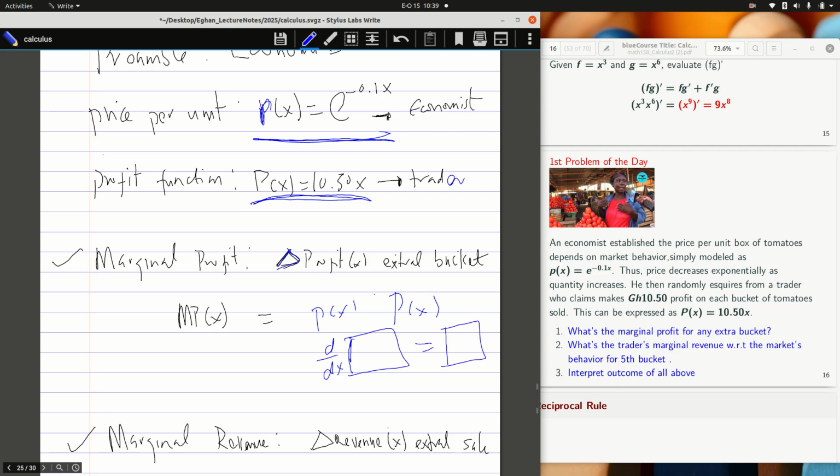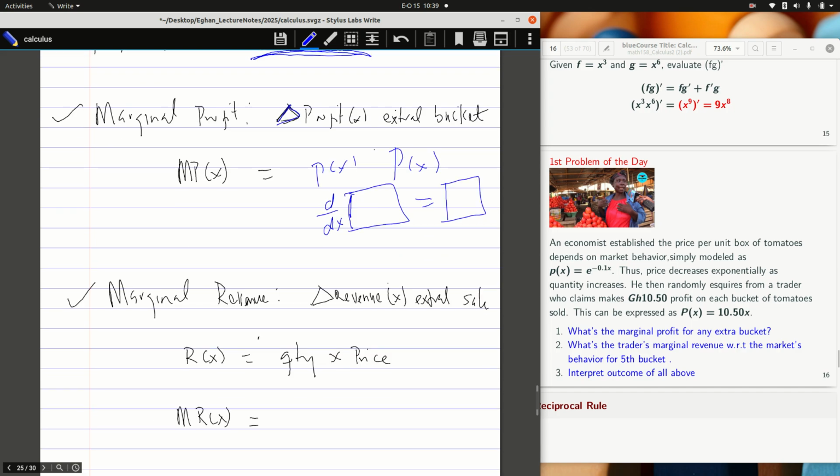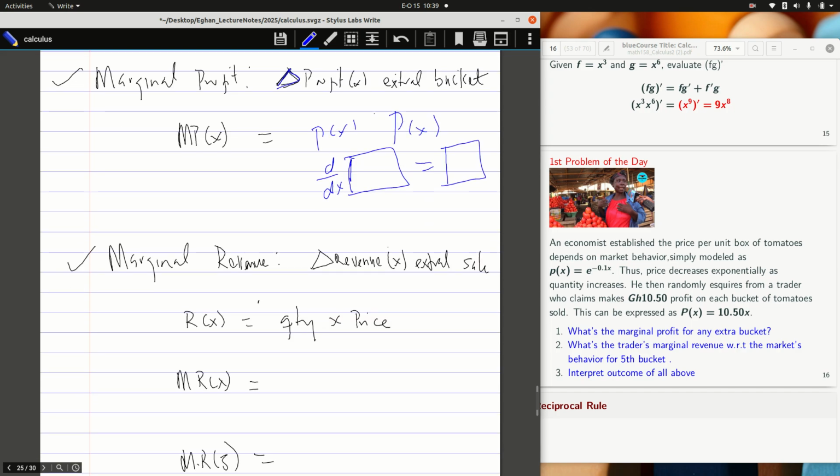The second one says the marginal revenue. Marginal revenue means the additional revenue we make from extra sales made. But we are not given a revenue function. You have to find it. And revenue is given by quantity times price. The quantity was x, and then the price was the capital or small p. You must be able to figure it out. And so this is our revenue.